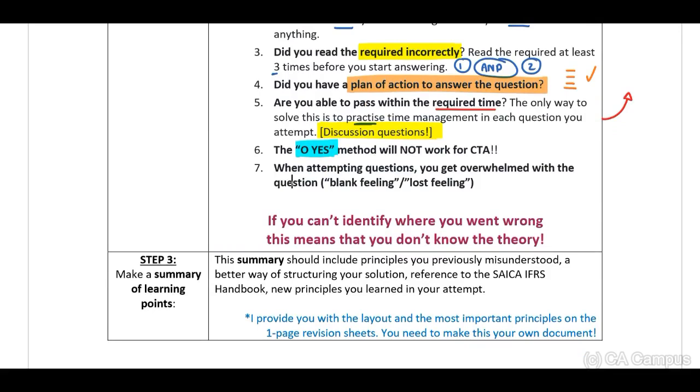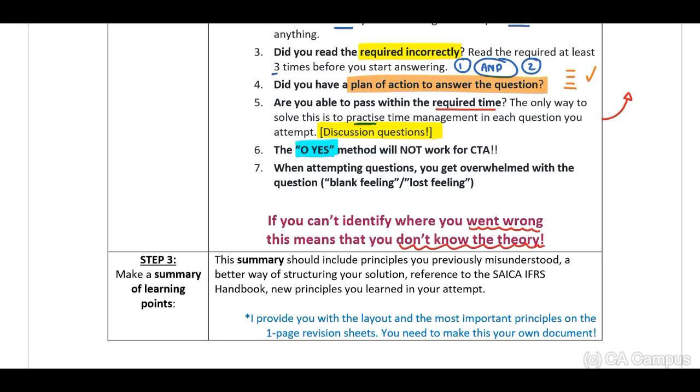Then, when you attempt a question and you get overwhelmed, normally I get an email saying, "I just went blank," or "I have this feeling that I'm extremely lost." Yes, sometimes you can get a blank due to feeling sick or being ill. Definitely, guys, you can. But if you are healthy and you approach a question and you feel lost, a blank, you don't know your principles. Again, IFRS is a bunch of rules that you need to know. And importantly, if you can't identify where you went wrong, this means that you don't know the theory.